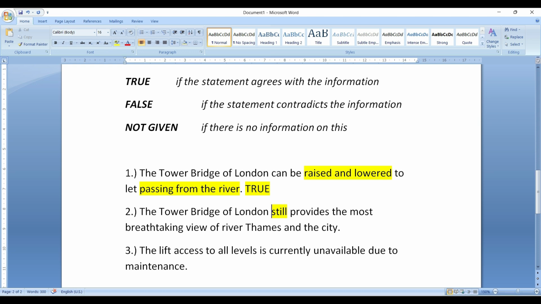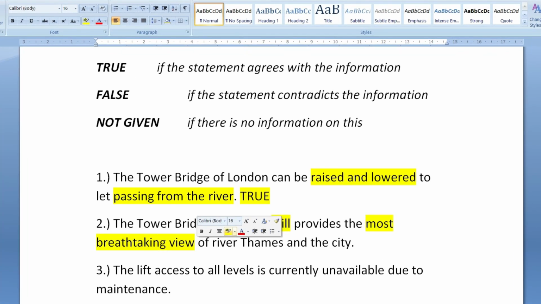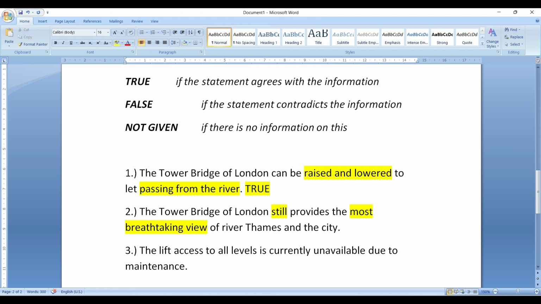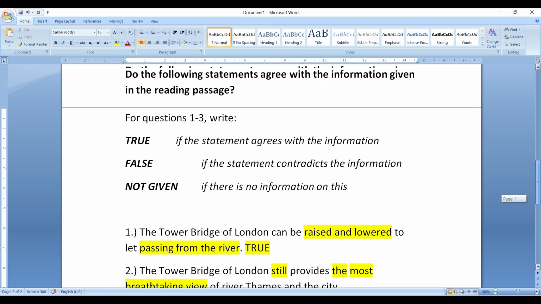The Tower Bridge of London still provides the most breathtaking view of the River Thames and the city. The most breathtaking view, we underline and highlight that. And again, the most. You want to be careful of these phrases too. The most, the tallest, the biggest, the smallest, the one and only in general. This has to be clearly expressed in the passage in order to be true. It's a common confusing exam trap they use in all reading tasks. So, when you see words like still, pay close attention to whether it is still the case. And when you see superlatives, just like the most, again, read carefully to make sure that this is what you want. Let's go to the passage.